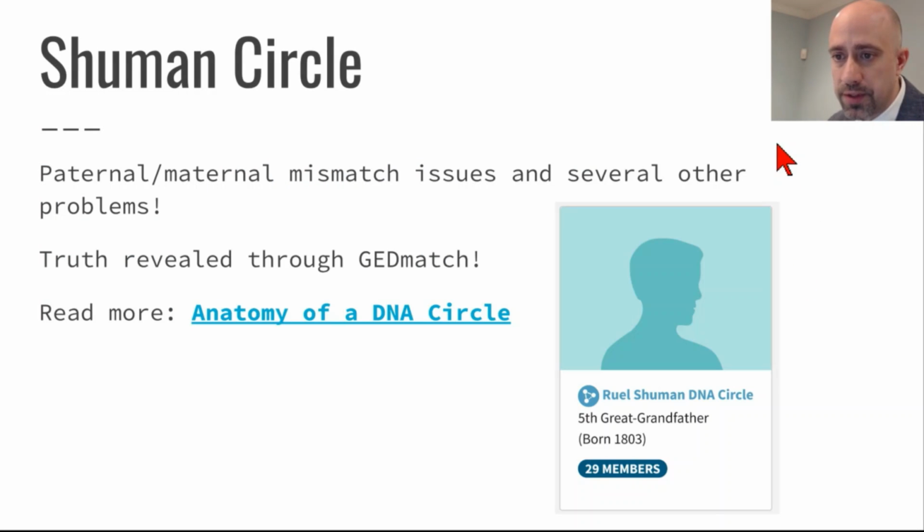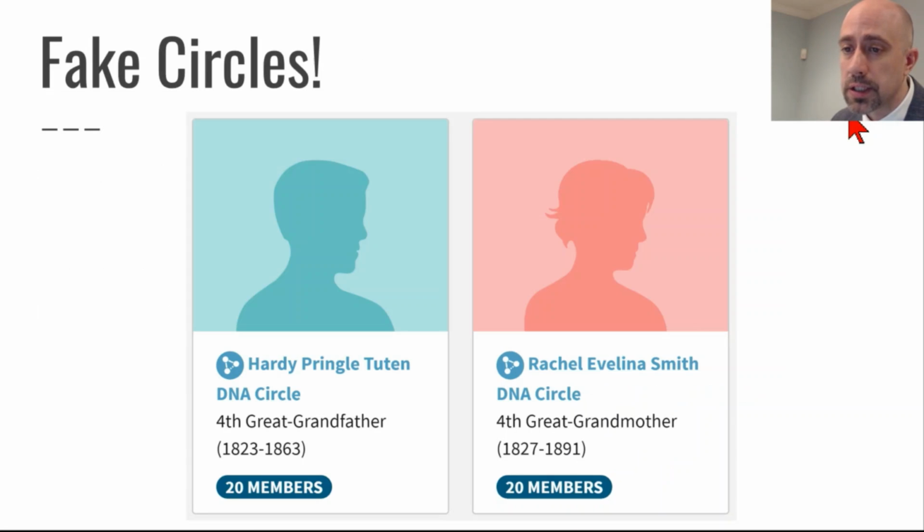Yet another example, this is the Shuman Circle, Ruel Shuman. I found a number of problems with this DNA circle. I won't get into the details now, but I think you'll find it interesting if you're interested in these kinds of issues. You can follow the link to my blog post entitled Anatomy of a DNA Circle to learn how this DNA circle really completely fell apart when we looked at the DNA details. Every member of this circle was on GEDmatch when I first analyzed the circle, so that made it interesting.